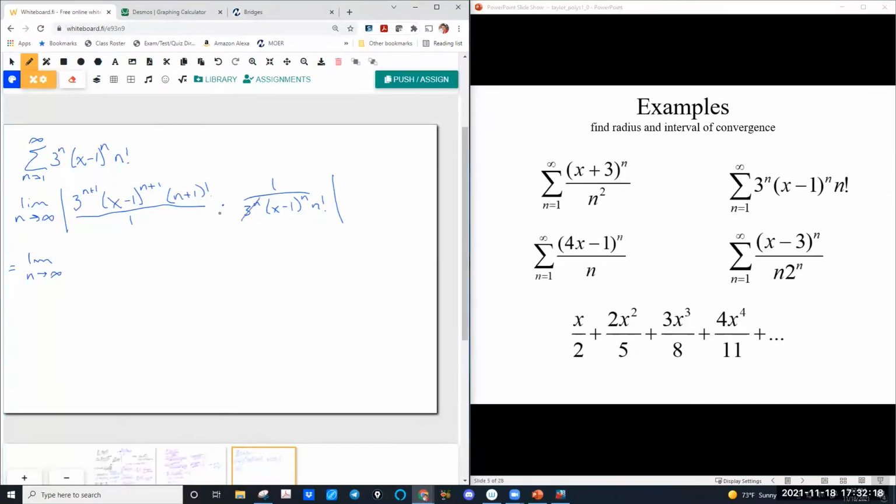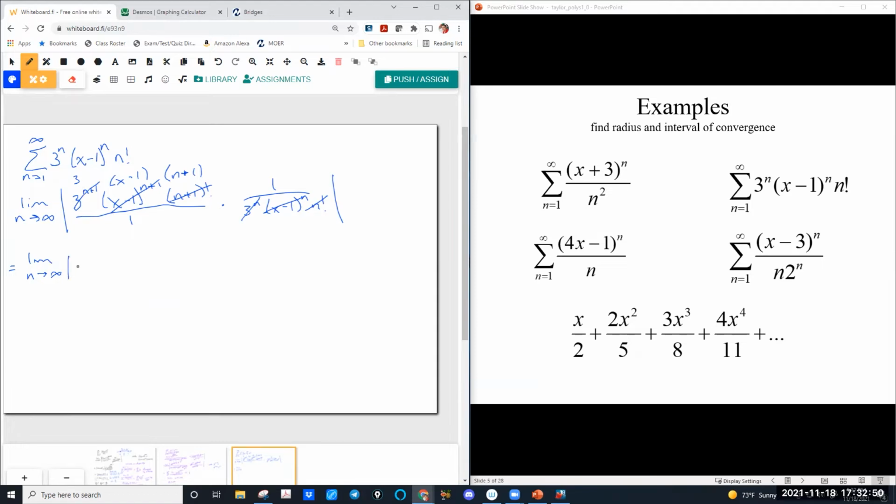So we know that 3 to the n is going to take up n of the 3's and just leave us with a single 3. The x minus 1 to the n is going to take all of those and just leave us with an x minus 1. And then the n factorial is just going to leave us with the n plus 1. The canceling is pretty similar in a lot of these. Okay, and I'll do it in 2 steps because I wrote the limit a little too soon.